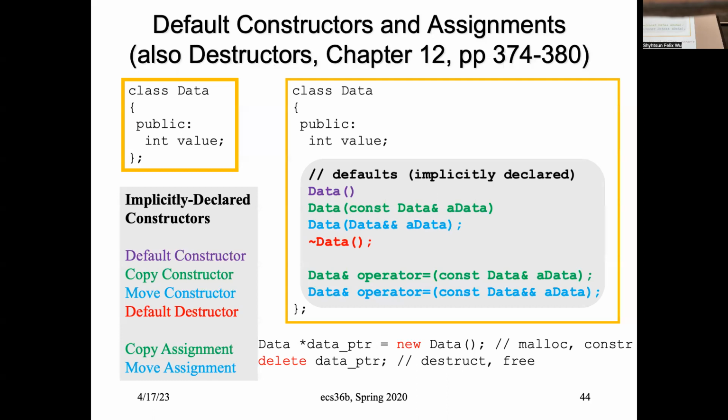I'm not going to touch on that first, but first focus on these three constructors, which are purple, green, and blue. So let's first look at how you differentiate the way to define whether a constructor is a default constructor or a copy constructor or a move constructor.